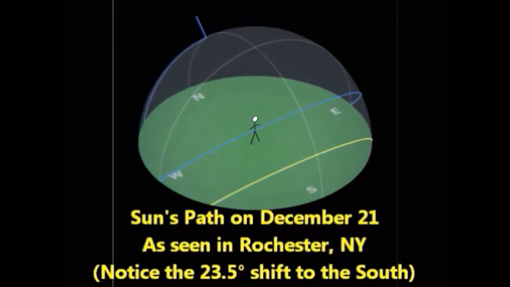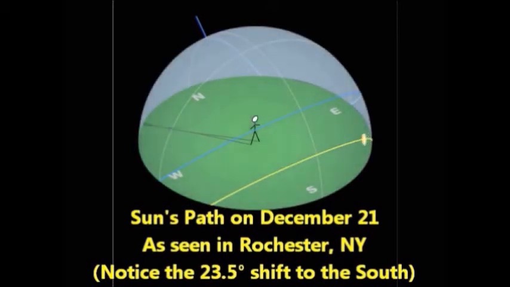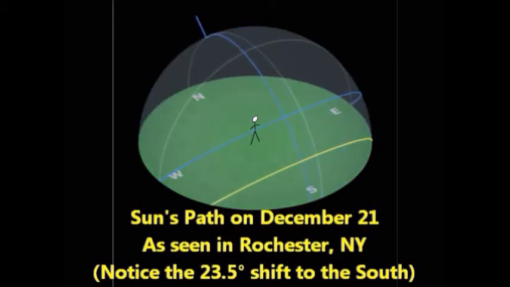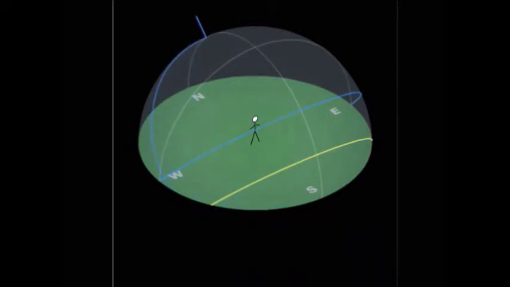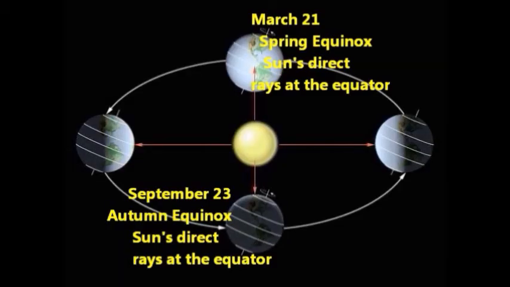The sun rises 23.5 degrees south of east. At solar noon, the sun will be 23.5 degrees lower in the sky, and the sun will set 23.5 degrees south of west. Notice how briefly the sun is in the sky. This is why the days are shorter in winter. The other two dates are the equinoxes. The one on the top is March 21st, that's the spring equinox, and the one on the bottom is September 23rd, which is the autumn equinox.